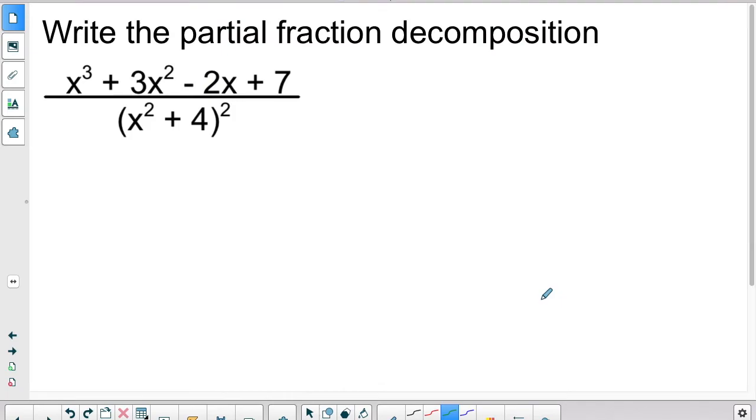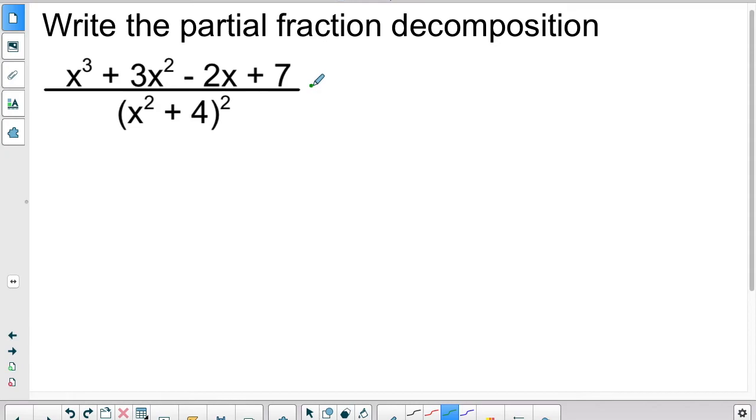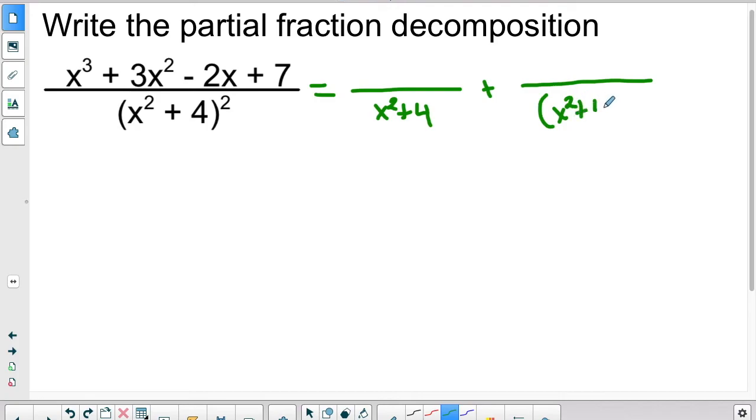Now we're going to look at one last type of this here, and we will be done with 10.43. Now this here, again, kind of like the last one, the degree of the bottom is actually bigger than the degree of the top because of this square. We actually have a degree 4 in the bottom. And because I have two of them, we'll have two fractions. So the first one's going to be x squared plus 4, and then we'll have x squared plus 4 squared. And on top, we're going to have ax plus b. Here we're going to have cx plus d. And that's it so far.